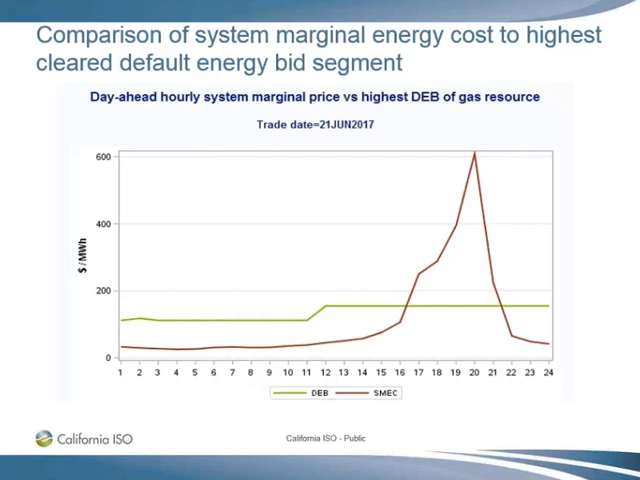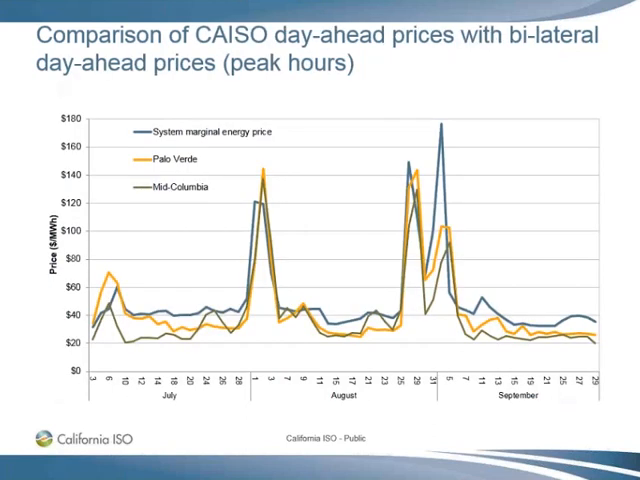Yeah. Brian Baker with NRG. You're showing the SMEC. The SMEC could be set, that price could have been set by an import, by a virtual. Oh, absolutely. Yeah, okay. Absolutely. What we see is that in some hours, that value is higher than the highest DEB segment, and that was true across 2017 in 64 hours. So it's not a high percent, but it's in a number of hours.